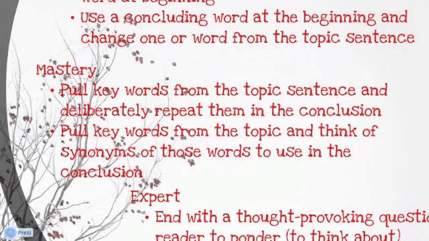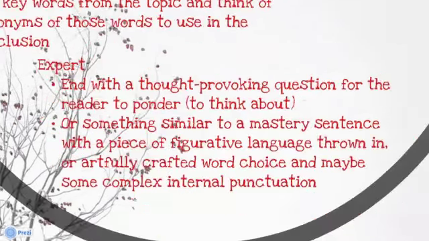As far as getting a B, what I would be looking for is for you to pull some keywords from that topic sentence and deliberately repeat them in the conclusion. So, that means that you would pull these keywords from the topic and then think of synonyms to those words to use in your concluding sentence. So a little bit different.